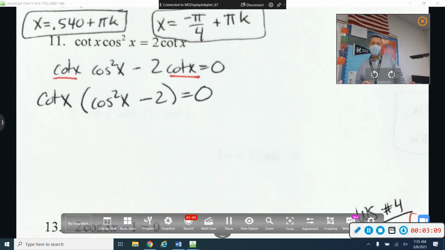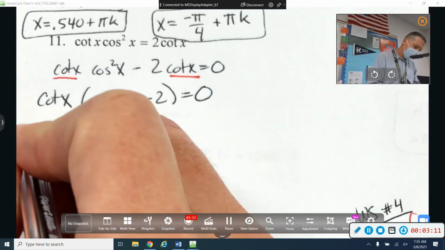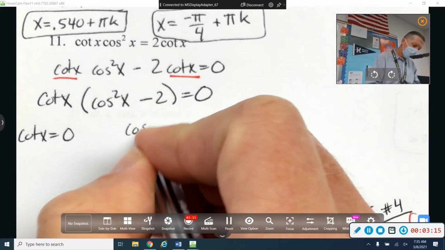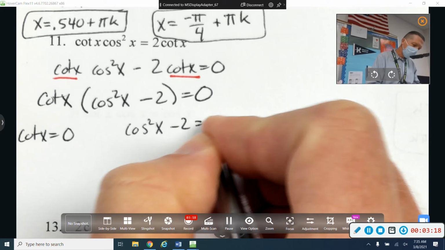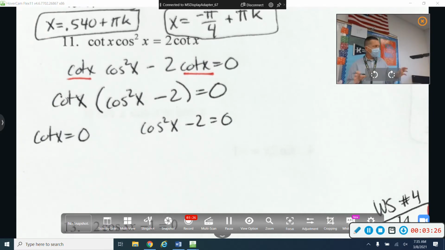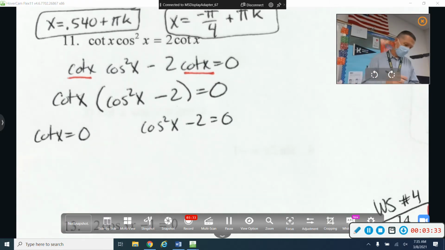So I'll set them both equal to 0. So cotangent of x equals 0. Cosine squared x minus 2 equals 0. And again, this is always what factoring does. It takes an impossible problem and turns it into two easier problems. Maybe not easy problems, but easier, workable, I can handle this.